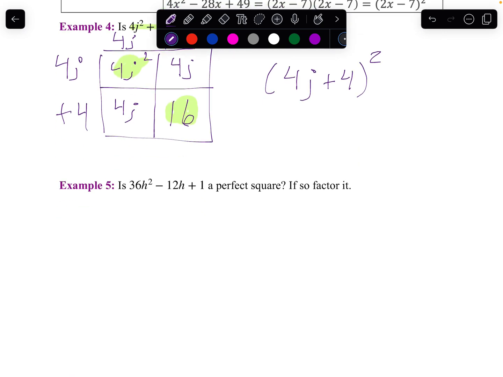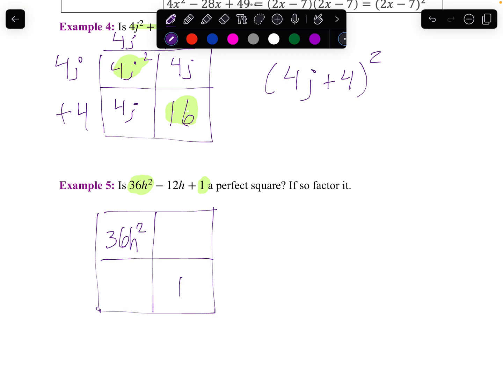Now let's take a look at this one. Once again, I notice that I've got 36h squared is a perfect square. 1 is a perfect square. So let's try that and let's see if it is a perfect square trinomial. So 36h squared and 1. Half of negative 12 would be negative 6h and negative 6h.